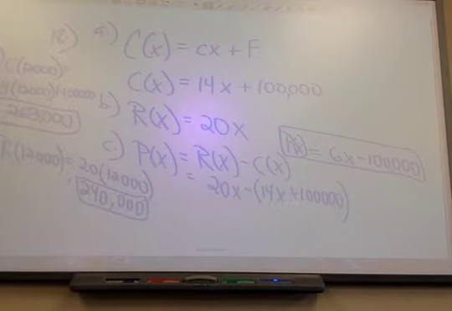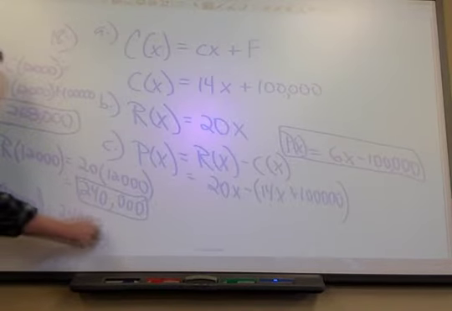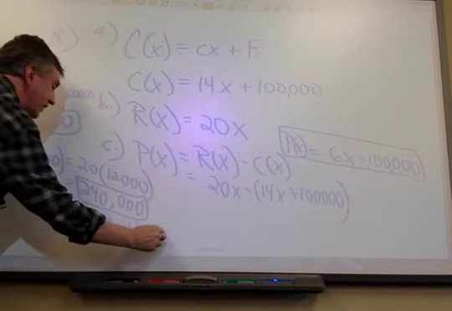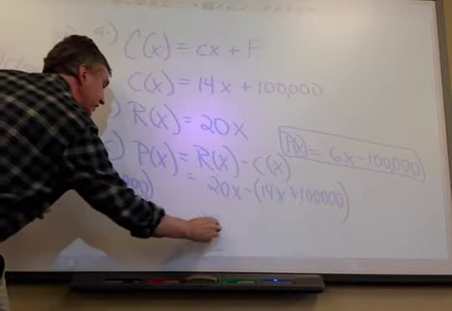Then when we do the profit, P of 12,000 would be revenue minus cost, so 240,000 minus 268,000. So what's actually happened? A loss of 28,000. Yes, a loss of 28,000.